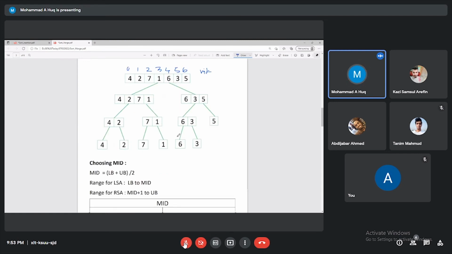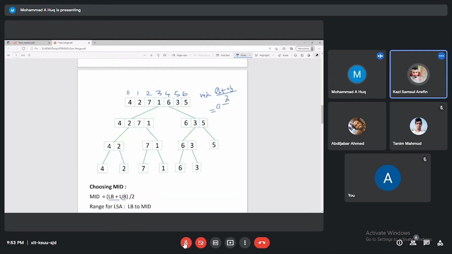You see here, lower bound up to upper bound. So lower bound is 0 and upper bound is 7. It will come as an integer. So 7 divided by 2, it will not be a point value, so it will be 3.